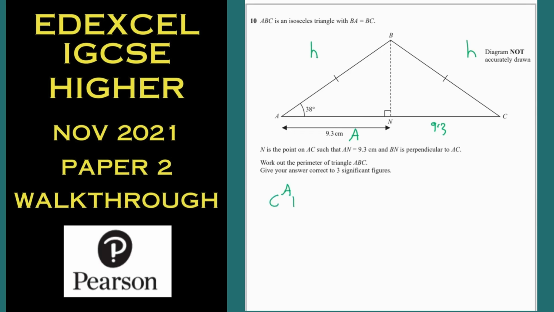We have an angle, we have the adjacent side, and we want the hypotenuse. It's a CAH. We get our hypotenuse by doing adjacent, 9.3, over cos of the 38.